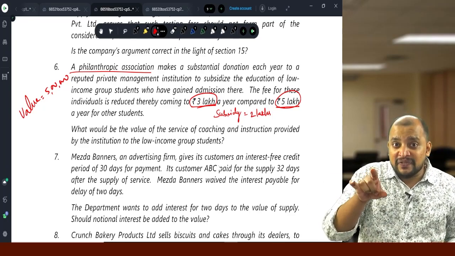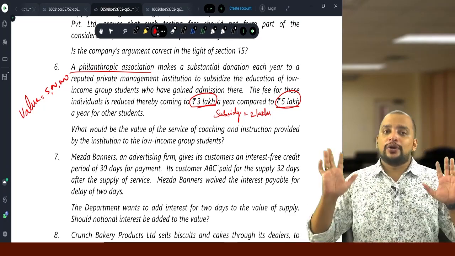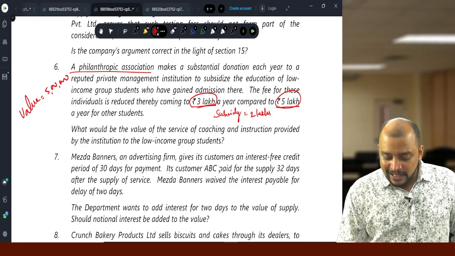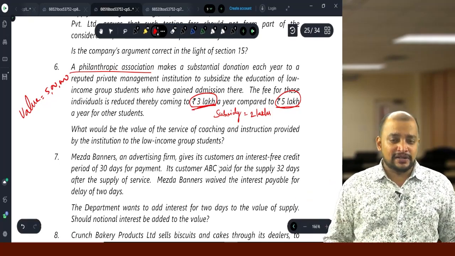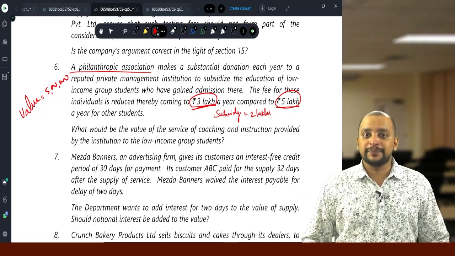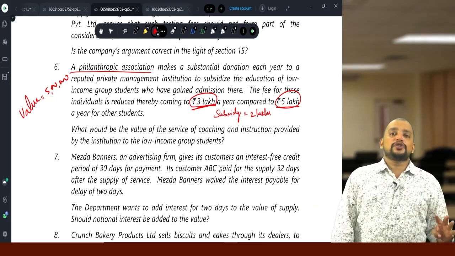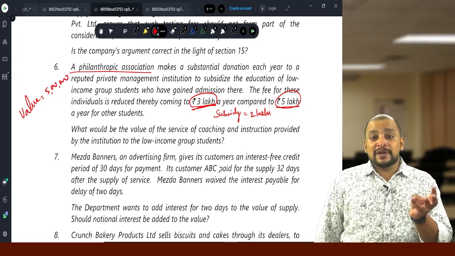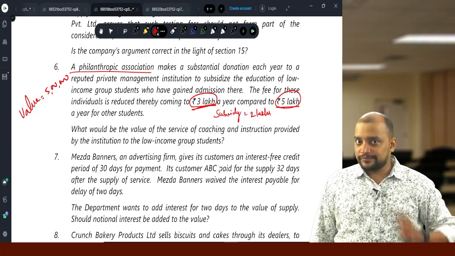And in the given price 5 lakhs is already included, so ignore. So 5 lakhs will be taken as value. Anyway, if you take 3 lakhs you add 2 lakhs to get 5 lakhs, or if you take 5 lakhs, ignore that subsidy. So 4 points we should always keep in mind. An amount is to be included, in the given price it is already included, ignore.